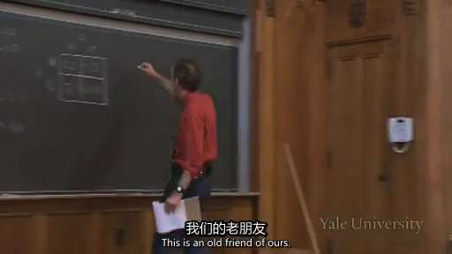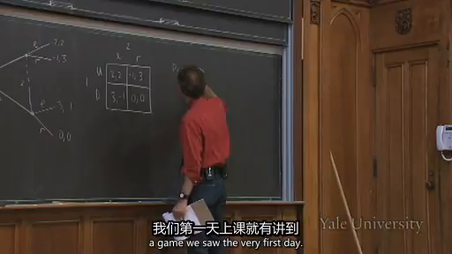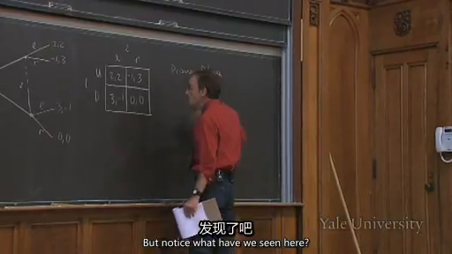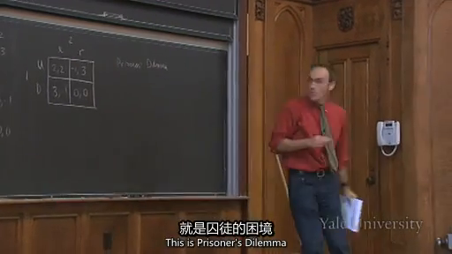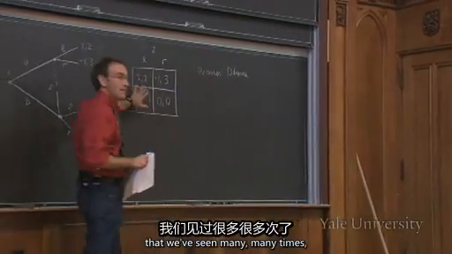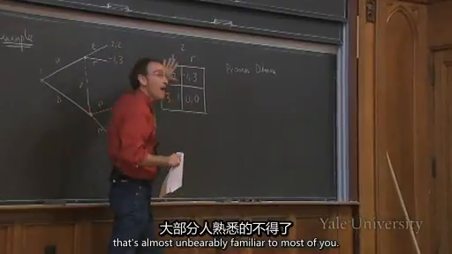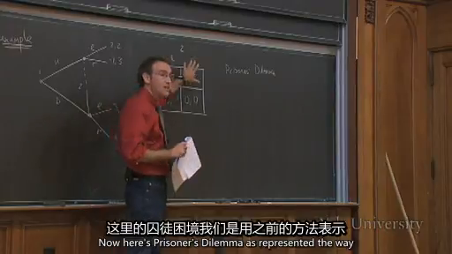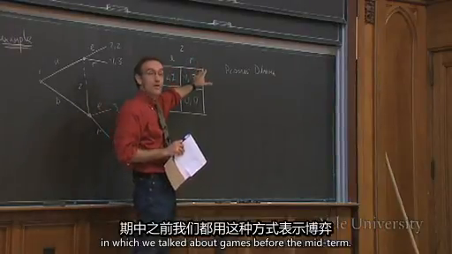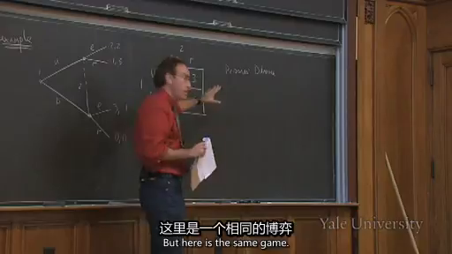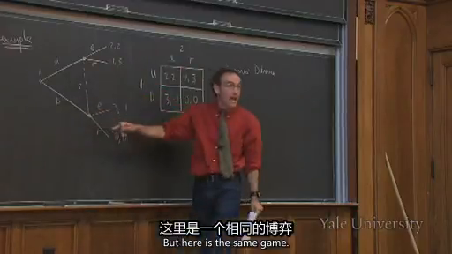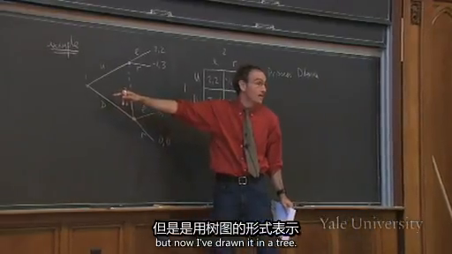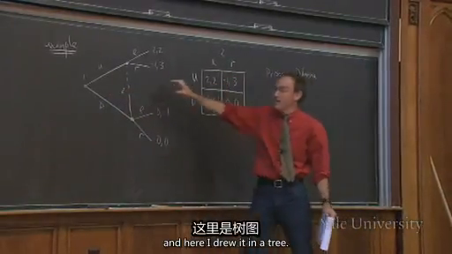This is an old friend of ours. This is Prisoner's Dilemma, a game we saw the very first day. But notice, what have we seen here? This is Prisoner's Dilemma that we have seen many, many times. That's almost unbearably familiar to most of you. Right? And here's Prisoner's Dilemma as represented the way in which we talked about games before the midterm. But here is the same game. This is also Prisoner's Dilemma, but now I've drawn it in a tree. Here I drew it in a matrix, and here I drew it in a tree.